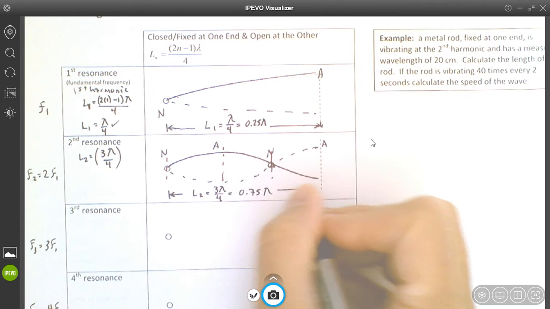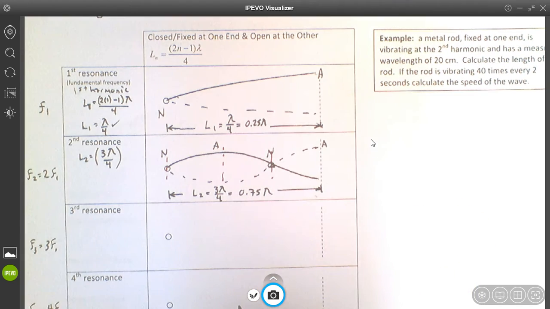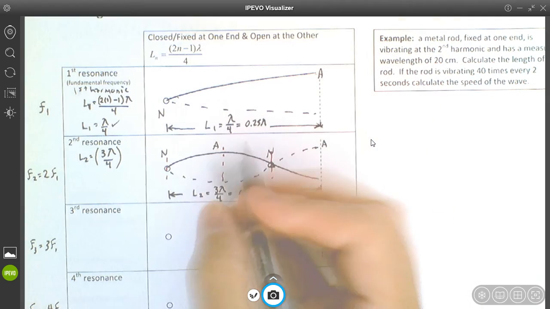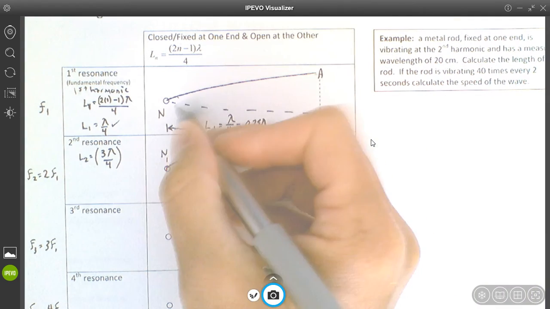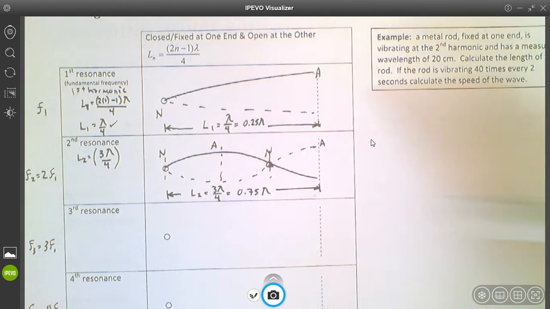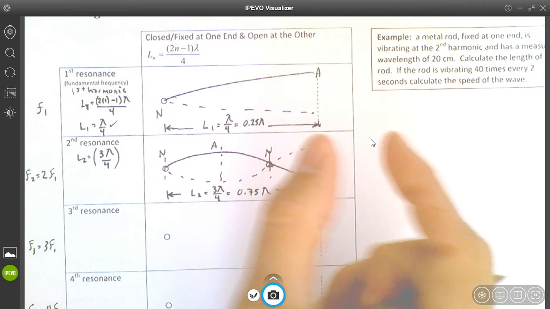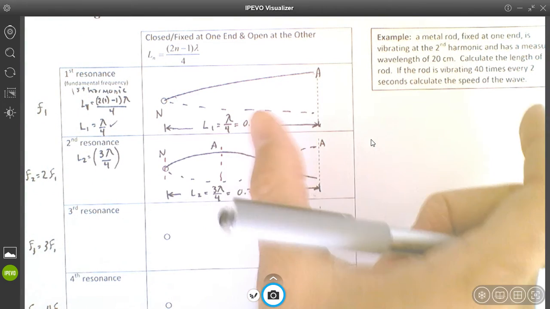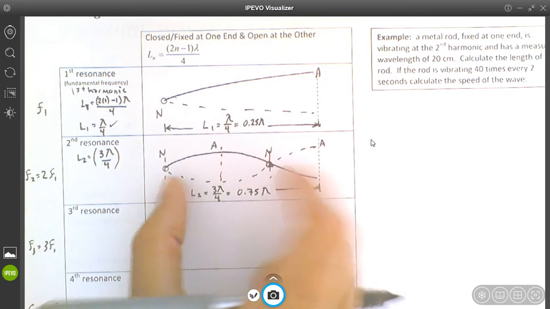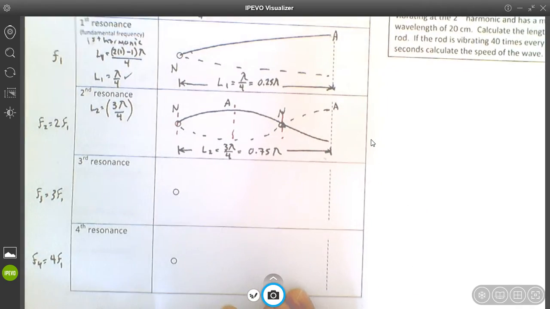Or 0.75 wavelengths. Notice it got smaller. There's now the full wavelength is actually just to here, whereas this one, the full wavelength was huge. So it's decreased by half. And you can see that the wavelength's gotten smaller, so the frequency has to go up to do that.